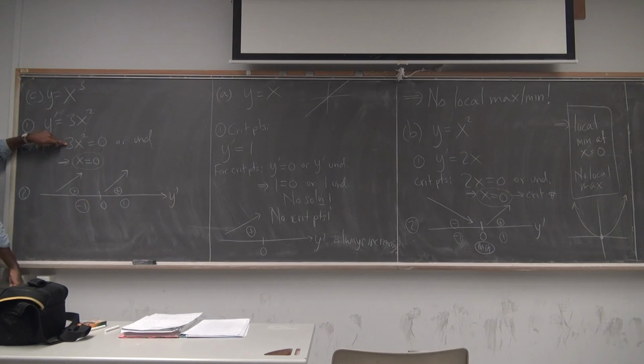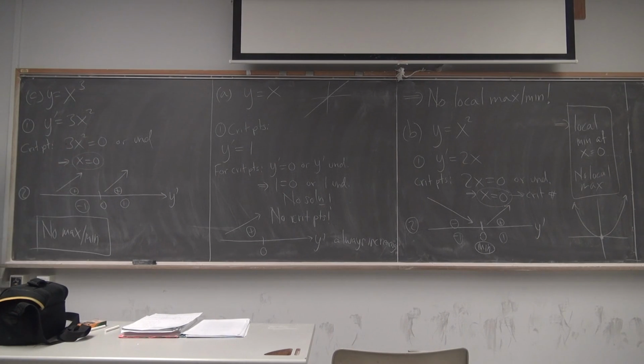What does that say? No max or min. Right? Because to be a max, you have to do like this and then that. And to be a min, you have to do like this and then that. It doesn't do either of these. It's not a max or a min. So for maximum, it has to be positive and then negative. And for minimum, negative and then positive.